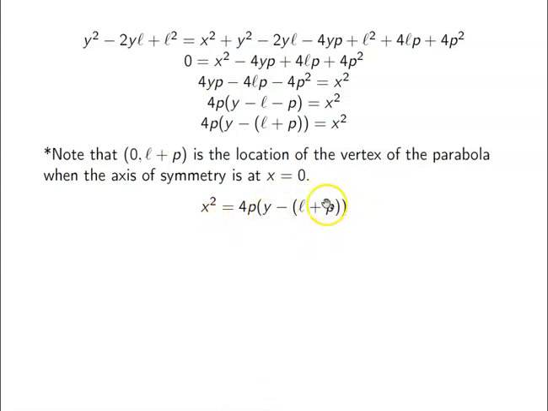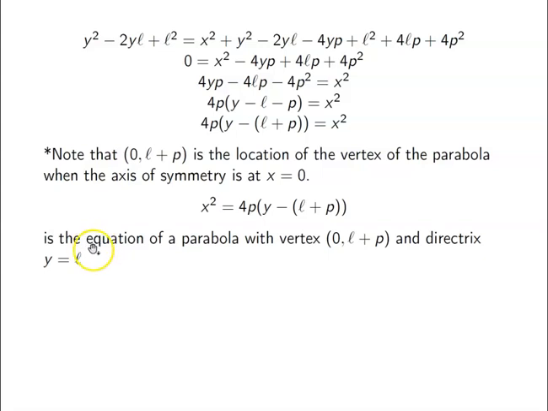So without this shift, if this shift was 0, if I didn't move my parabola up and down at all, then this would just be x squared equals 4py. Okay, so this is the equation of a parabola that has a vertex at (0, l plus p), with a directrix located at l.